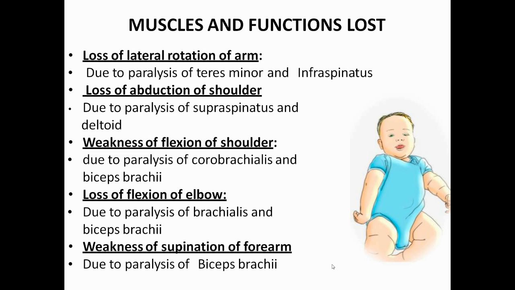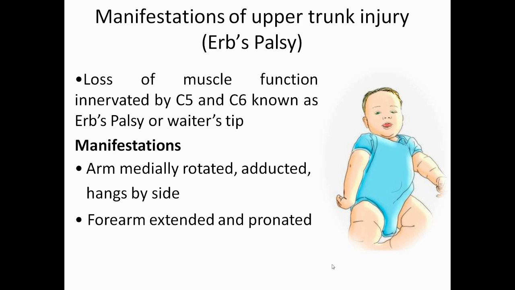So we can see here the injury to the muscles and the resultant functional loss. Now we will see the manifestations of upper trunk injury, which we call Erb's palsy: loss of muscle function innervated by the C5 and C6 roots, known as Erb's palsy or waiter's tip. Manifestation: the arm is medially rotated and adducted, hangs by the side, and the forearm is extended and pronated.